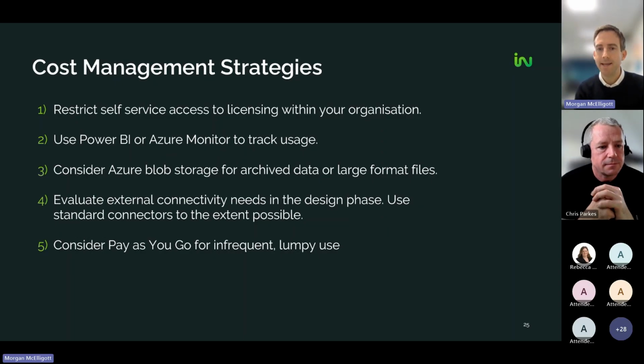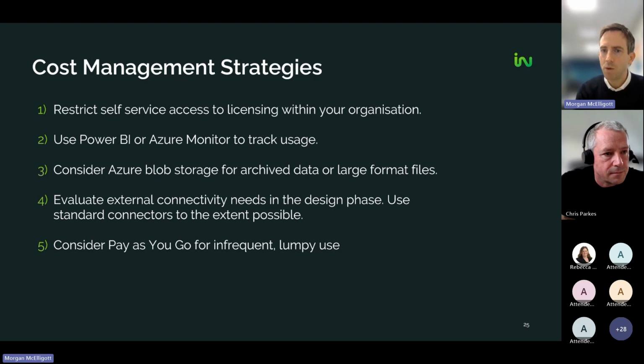Number 4 on this list, just in the design phase up front, evaluate the level of external connectivity you need. We've spoken about it, and Chris just touched on it there. We would recommend, to the extent possible, that you're using standard connectors. And you need to remember that API requests, in particular outside Microsoft 365, will likely add costs. So when you're building it up front, bear that in mind.